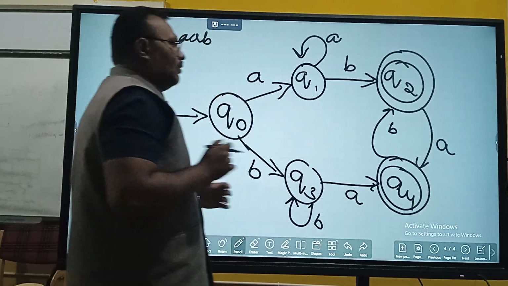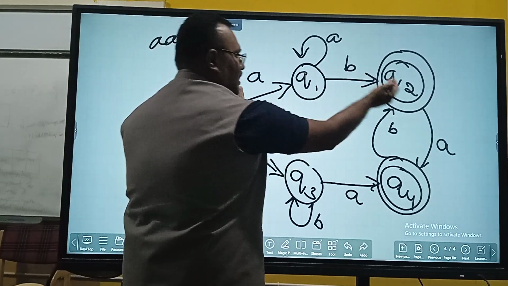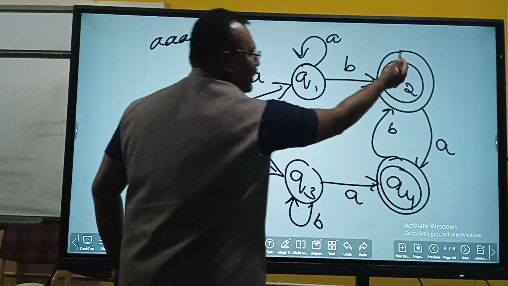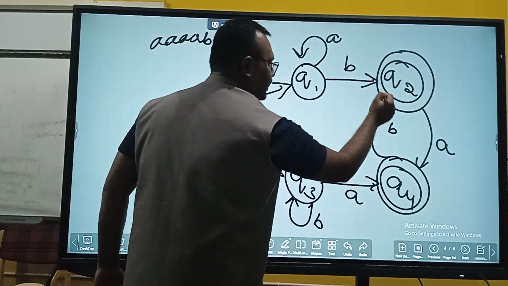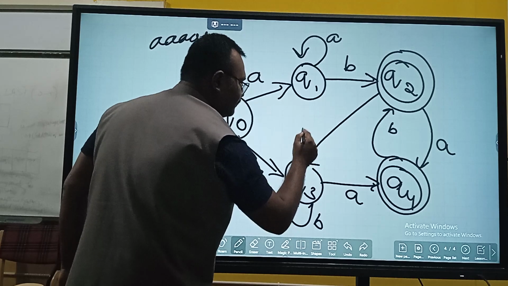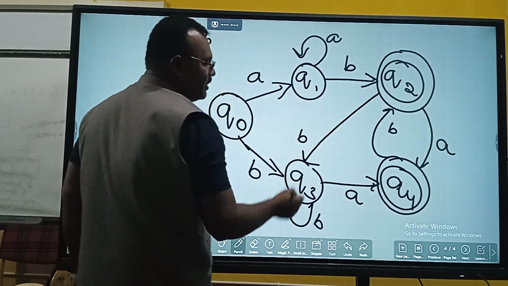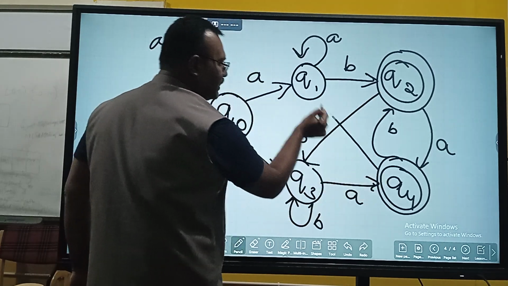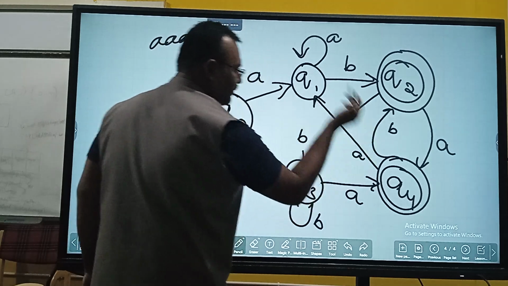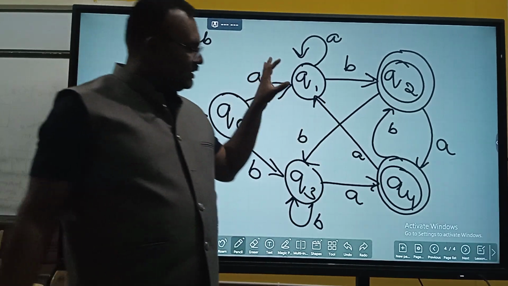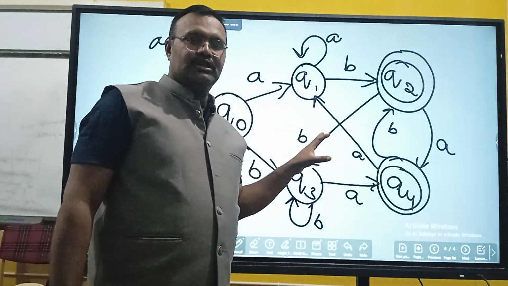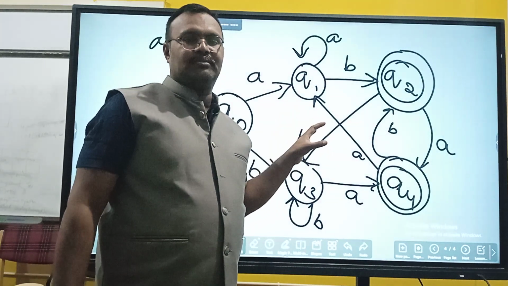Correct? Now, if I am starting with AB and ending with BA, there is no transition on B for Q2. So what I will do? I will give a transition from here to here for B. It's opposite. I will give a transition from here to here for A. So this is the way you can memorize this problem and solve it in your exams.